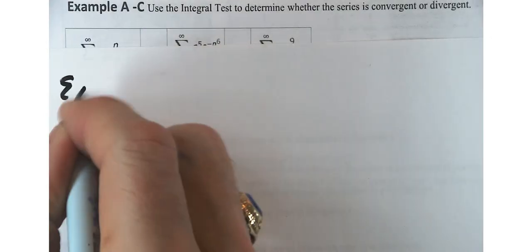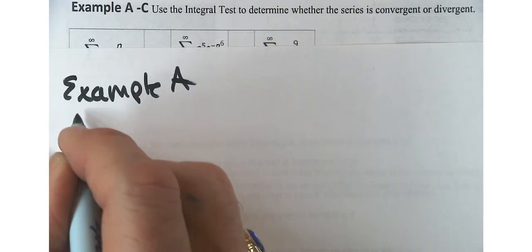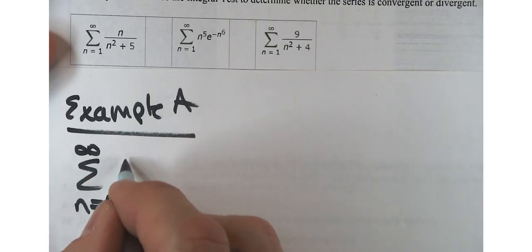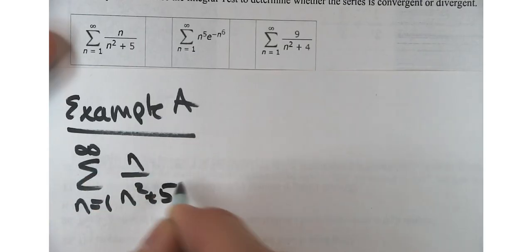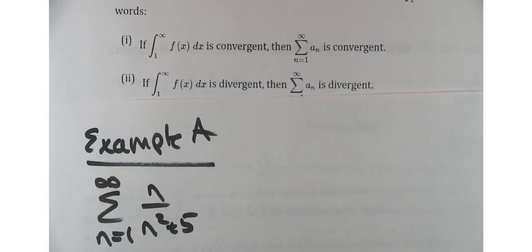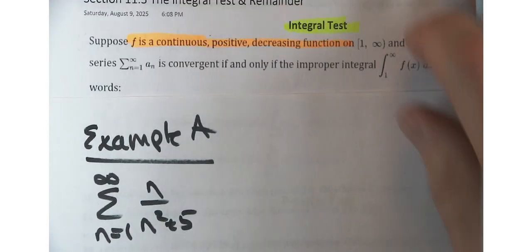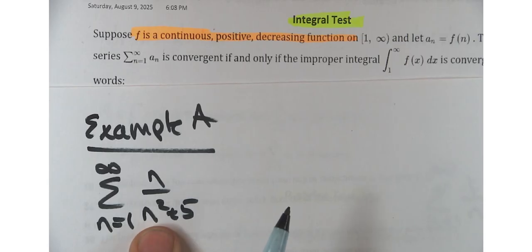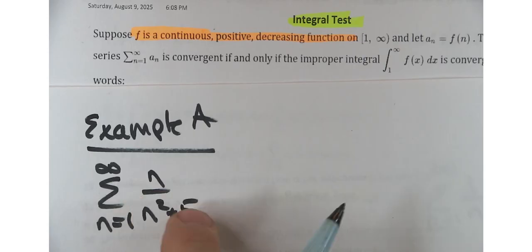So example A. We've got the sum from n equals 1 to infinity of n over n squared plus 5. We want to know if that converges. Well, if you apply the nth term test from the previous section, you'd have essentially n over n squared. N squared is going to get big faster than n. Eventually these terms will go to 0, but the nth term test in that case would tell us nothing. It just says inconclusive because the limit is 0.